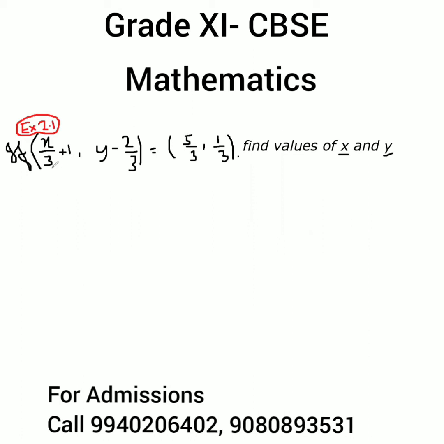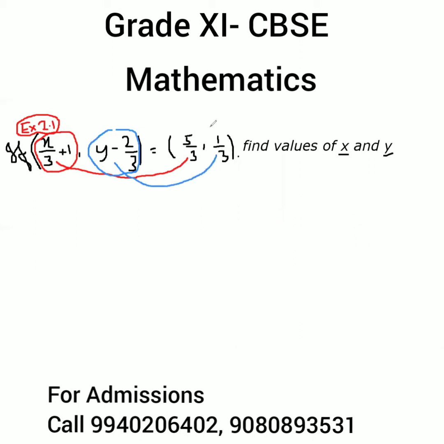So what does that indicate? This x by 3 plus 1 is one term, which is equal to 5 by 3. Because in the first term, x by 3 plus 1 corresponds to 5 by 3. Same way, y minus 2 by 3 will correspond to 1 by 3. So you have to solve the equations.